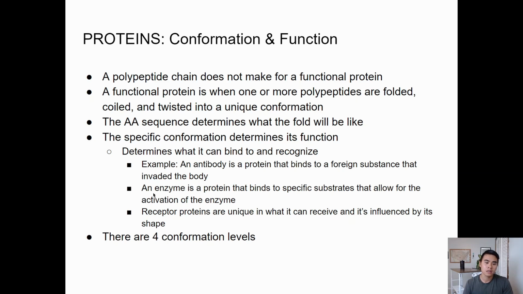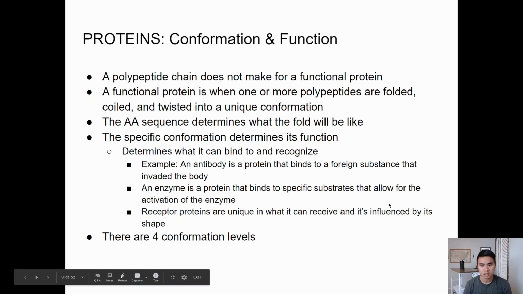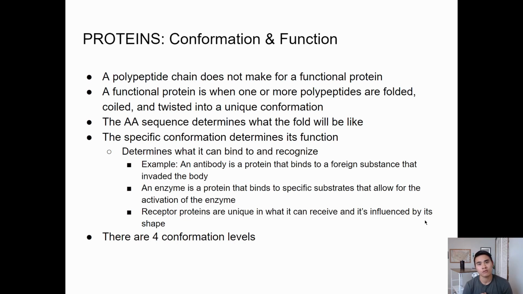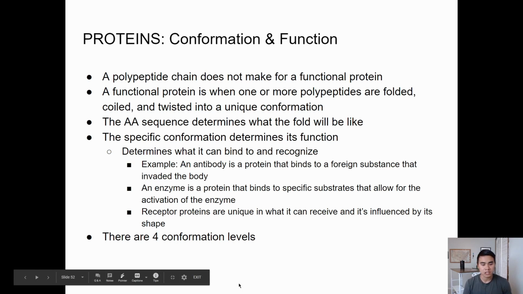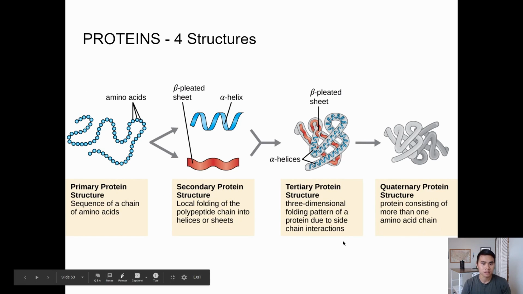An enzyme is a protein that binds to specific substrates. Think about a lock and a key. They're very specific. The type of folding of the protein determines what will fit in there. And receptor proteins are unique because they're influenced by shape. The receptor could be a triangle, and it only binds to triangle things. Or it could be a circle, and it only binds to circle things. And there are 4 conformation levels. We're going to be talking about that very soon, like right now.